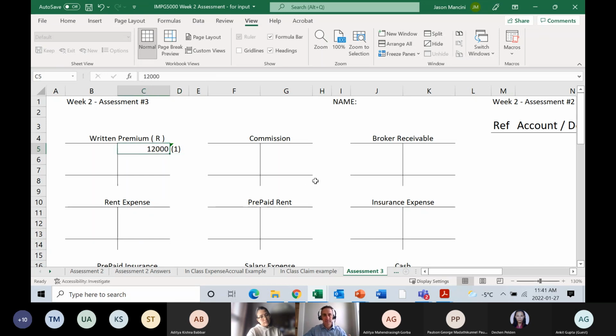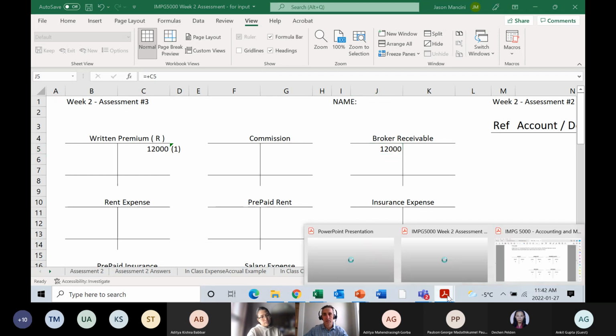Now we need a left-hand side. So we made a sale, and that means we're going to collect cash from the broker at some later date. It's money that the broker owes us when we bind a policy. Now, if you want to use Excel to make sure you're always in balance, I just did the formula here so it's linked. So we increased written premium, 12,000, and I increased the broker receivable, 12,000.